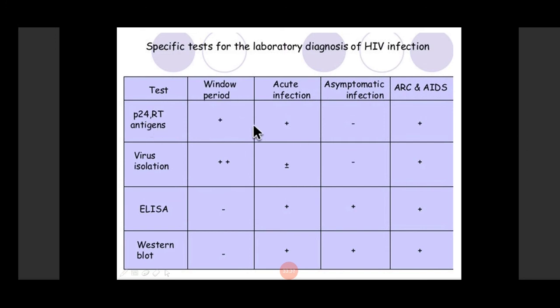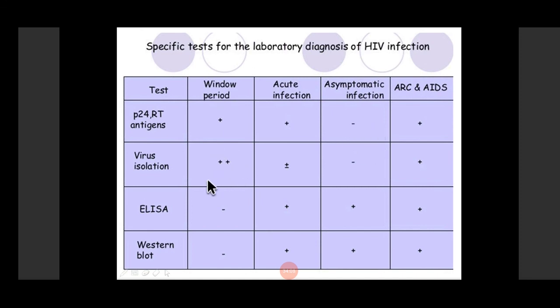So here we can see infection can be divided into window period, acute infection, asymptomatic infection or clinical latency, acute retroviral syndrome, or full-blown AIDS. The antigens like the P24 antigen and reverse transcriptase antigen are present in the window period and acute infection, and also in the AIDS related complex or full-blown AIDS. But they are very low in the asymptomatic infection or clinical latency.